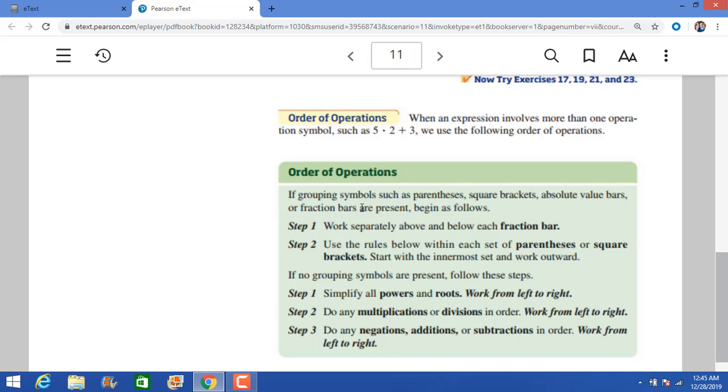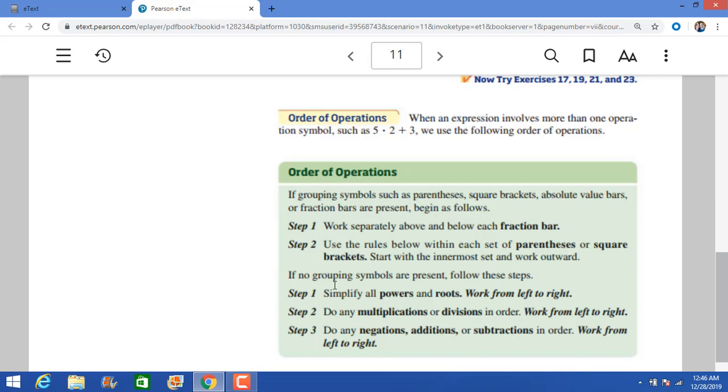bars, or fraction bars are present, begin as follows. 1. Work separately above and below each fraction bar. So if we're looking at a fractional expression, we do the top and the bottom separately. 2. Use the rules below within each of the parentheses or square brackets. Start with the innermost set and work out. So if we have multiple parentheses, we'll always work from the inside parentheses to the outermost parentheses.